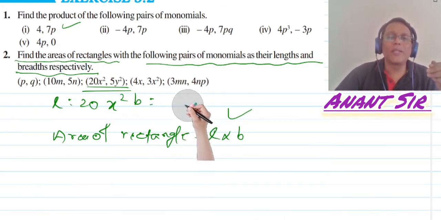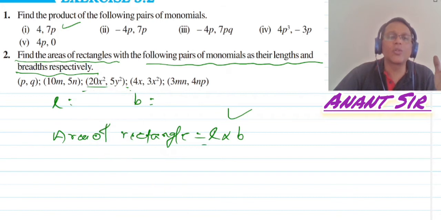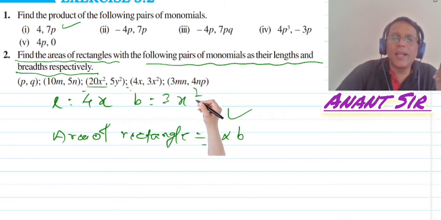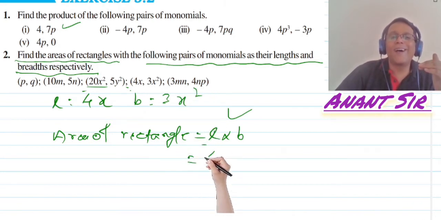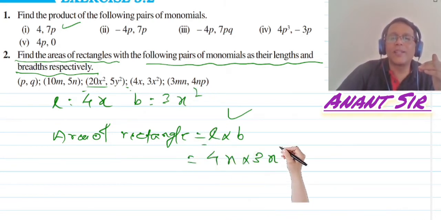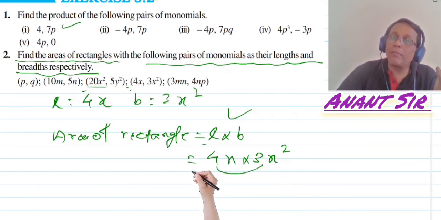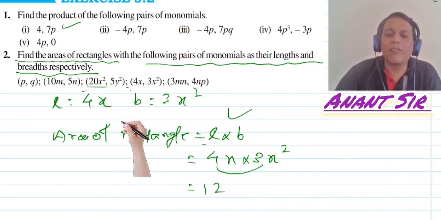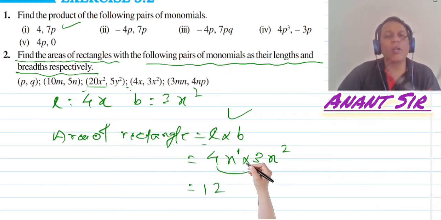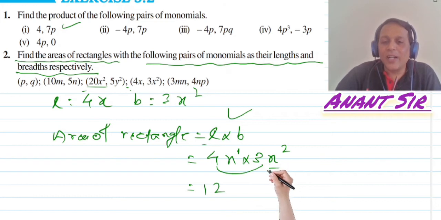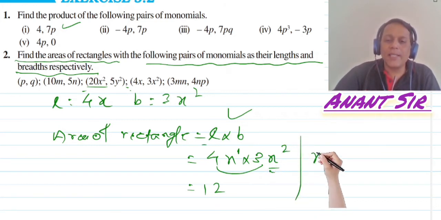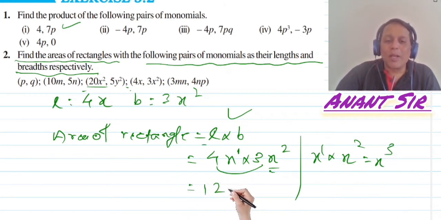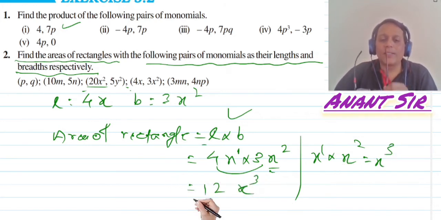Now that brings us to the second last question of question 2. Length is given as 4x, breadth is given as 3x square. We have to find the area. Again, length is 4x, breadth is 3x square. Now I am multiplying, plus into plus is plus, so 4 3s are 12. And how many x are there in the first term? It is x raised to power nothing, that is 1, and in the second term the power is 2. So if the base is same and there is multiplication, we have to add the powers. So it becomes 12x raised to power 3.